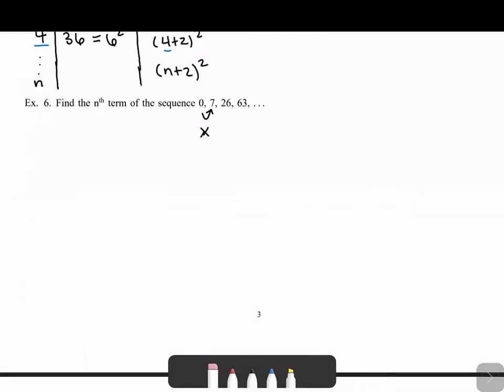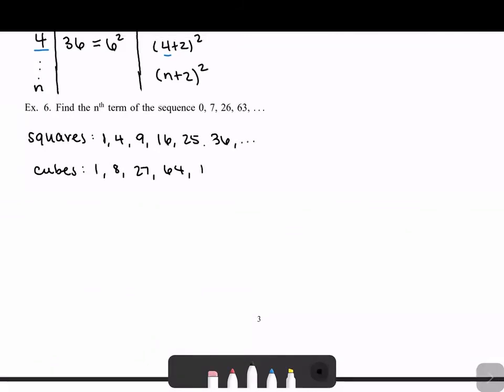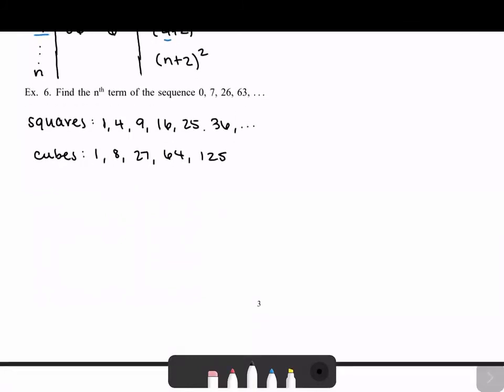So we can look at our sequence of squares and cubes to see if there's some relation here. So remember that our squares are 1, 4, 9, 16, 25, 36, and so on. And our cubes are 1, 8, 27, 64, 125. So this doesn't exactly correspond with either of these sequences.